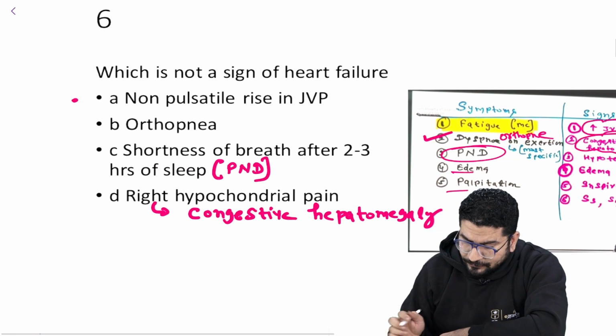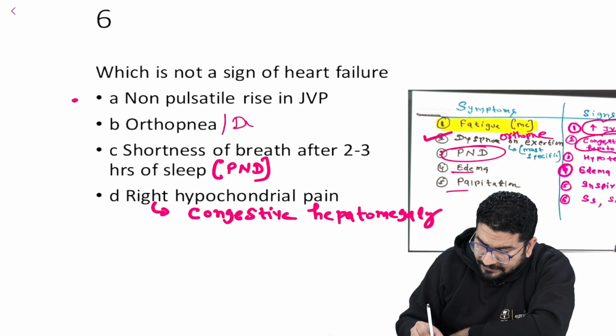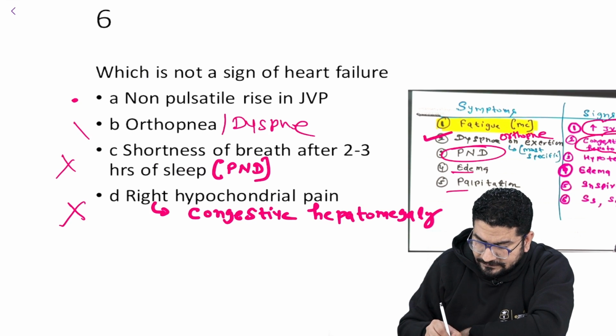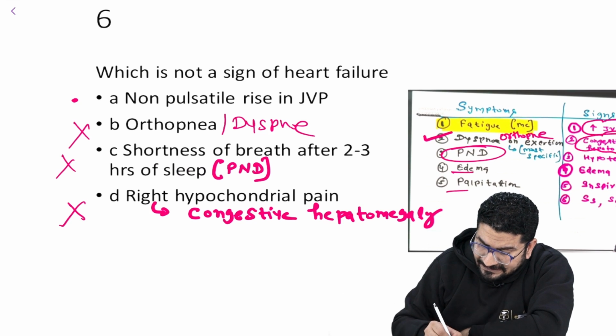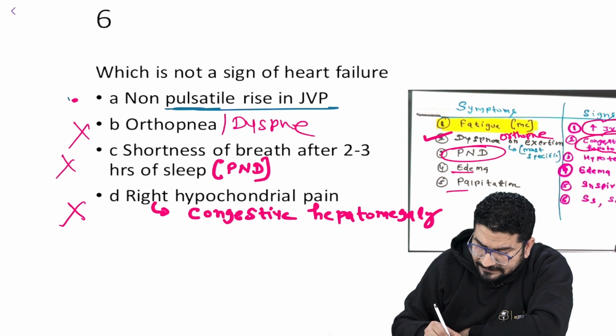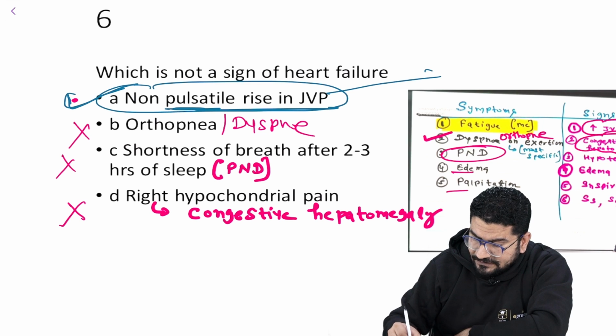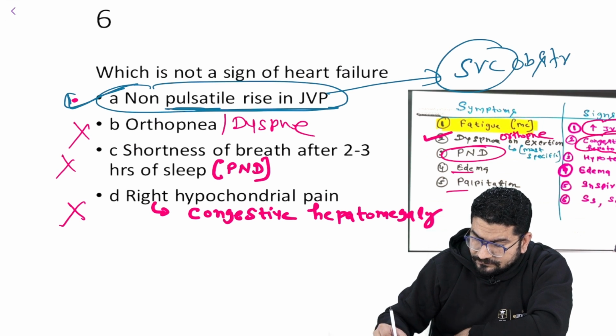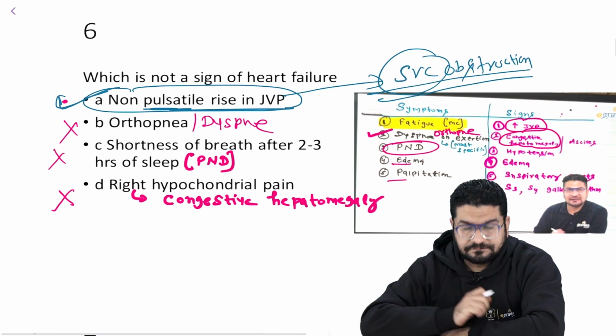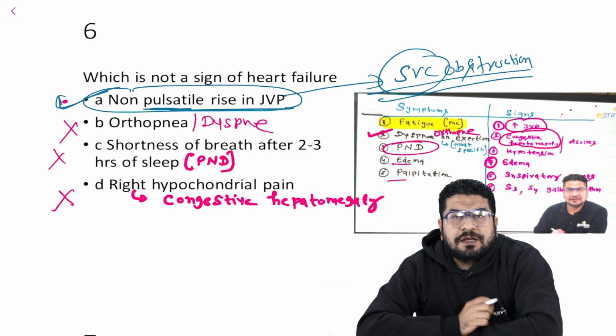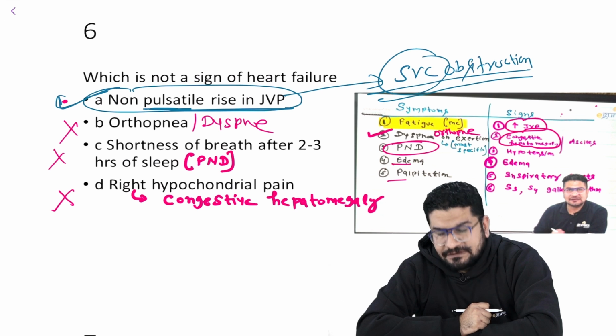So you can see here, orthopnea, we can consider this as a variant of dyspnea. So this is seen, this is seen, this is seen. You will see pulsatile rise in JVP. Non-pulsatile rise is not a sign. Non-pulsatile rise in JVP is seen in any person with SVC obstruction, but this is not seen in a patient with heart failure. So I repeat, in heart failure you will see pulsatile rise in JVP. So by ruling out other choices, the answer will be A.